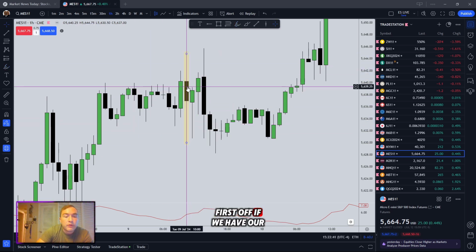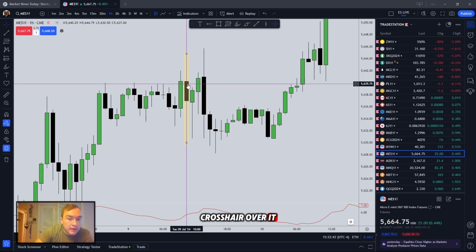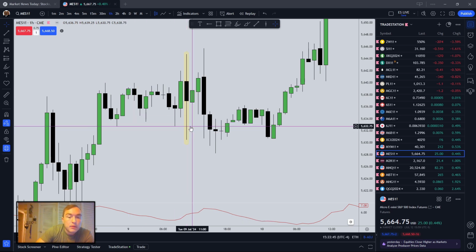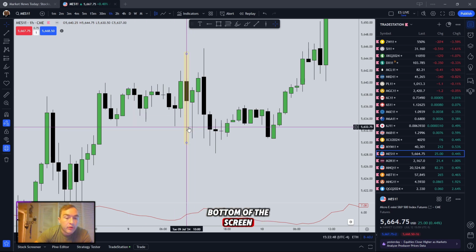And first off, if we hover our crosshair over it, notice at the bottom of the screen, it says Tuesday, 9 July 2024, 10 a.m. That means that this was the hour between 10 a.m. New York local time and 11 a.m. New York local time on this instrument on the 9th of July.